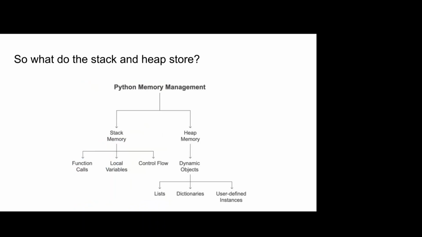So, what do they store? Well, I've already said that the stack stores function calls, local variables, and also control flow, while the heap memory stores in Python lists, dictionaries, and user-defined instances. User-defined instances being Python classes and some other things.